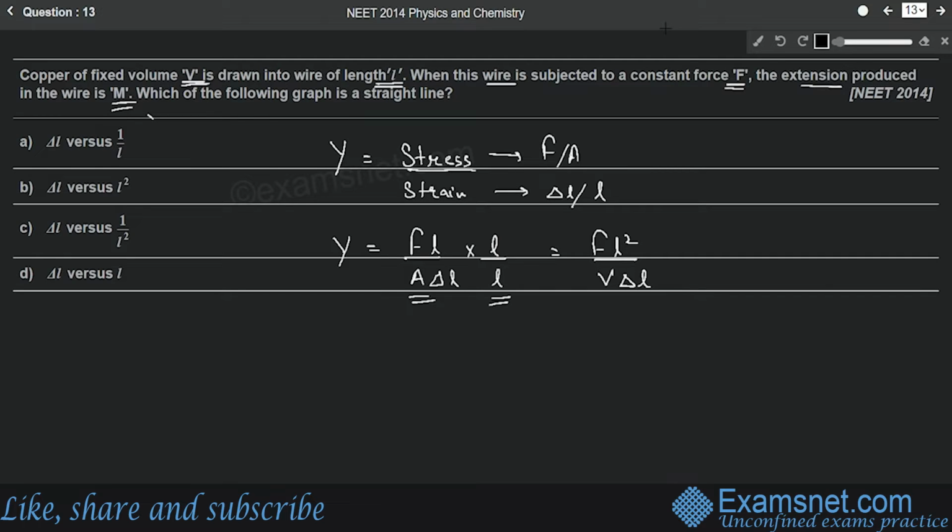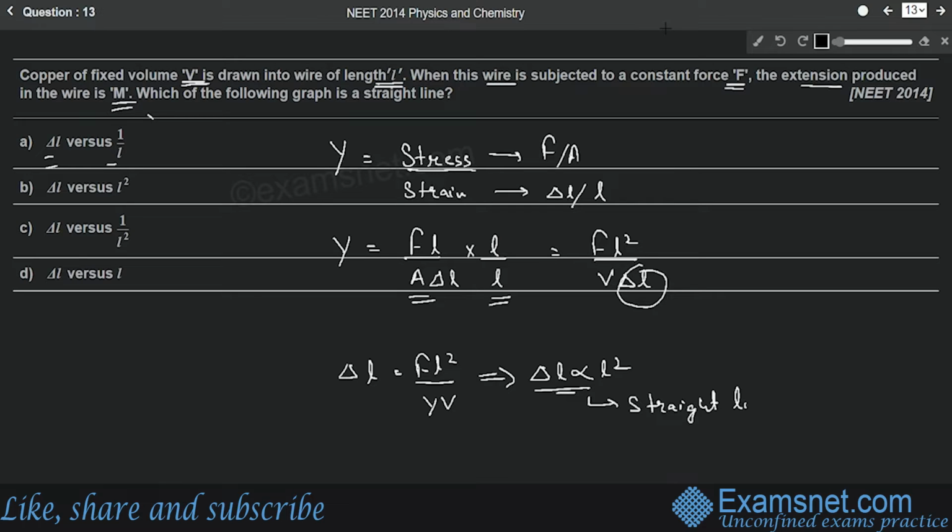Right. Now in the options you can see we have to find the relation between delta L and L. So let's bring this delta L on the left hand side. So delta L will be equal to F L square upon Y into V. Okay. So from this equation we can say that the delta L is directly proportional to the L square. So this should give the straight line. Straight line graph. That means delta L versus L square, option number B will be the correct answer.